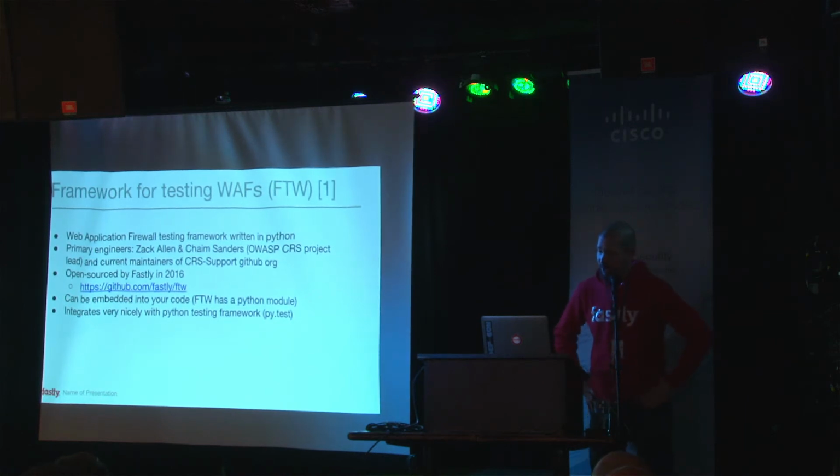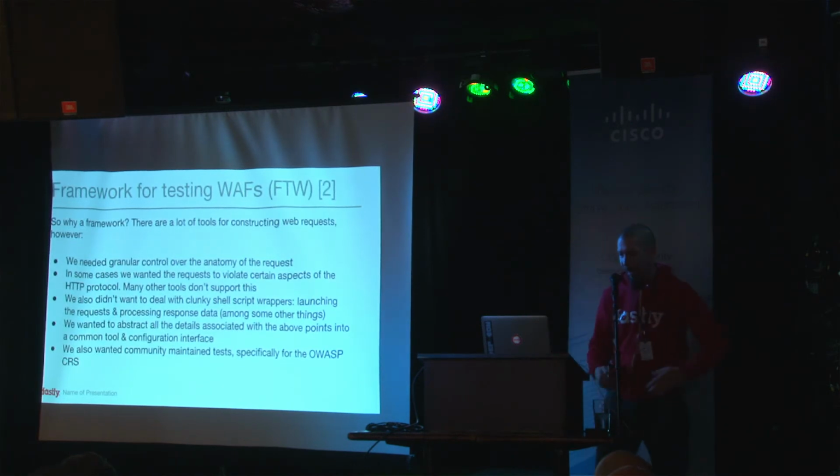The framework that we use is written in Python. It's called FTW, written primarily by two guys, Zach Allen and Chaim, who's also the project lead for the CRS. It was open sourced by Fastly in 2017. It's meant to be embedded into your own Python code, and it works really nicely with the py.test framework as well. But the way we're doing it, we're just using it as a module.